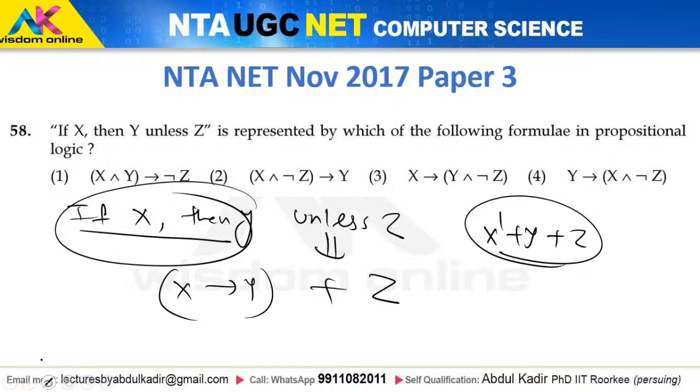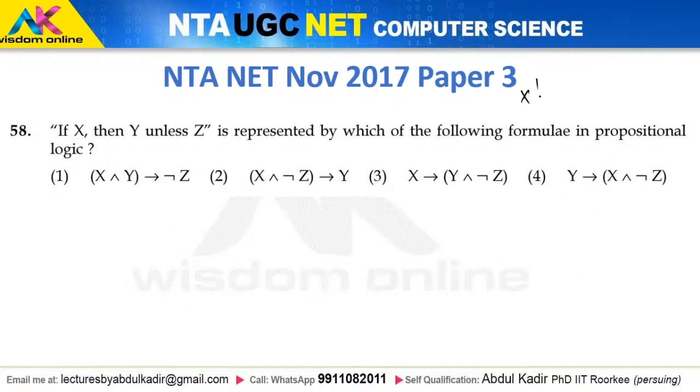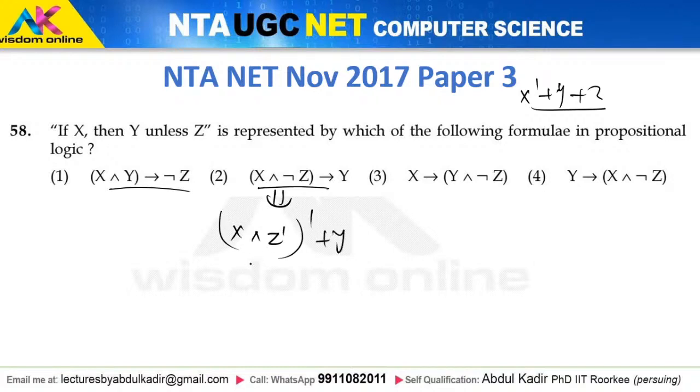Now let's check which of the options is x dash plus y plus z. You can just check: this is not, and this is yes. This is correct, because if you check this then you will get x and z dash, the whole dash, plus y, and now you use the De Morgan formula, then you will get x dash plus z plus y. So this is what we wanted, so the answer will be option 2.